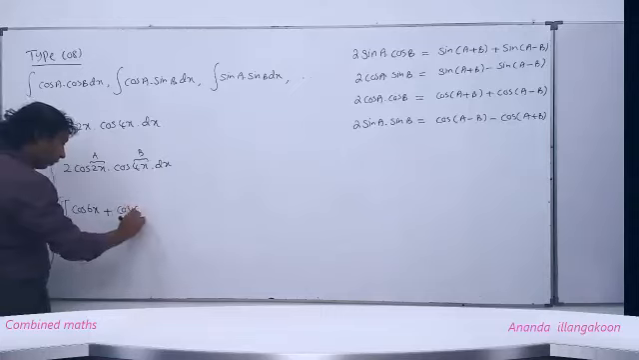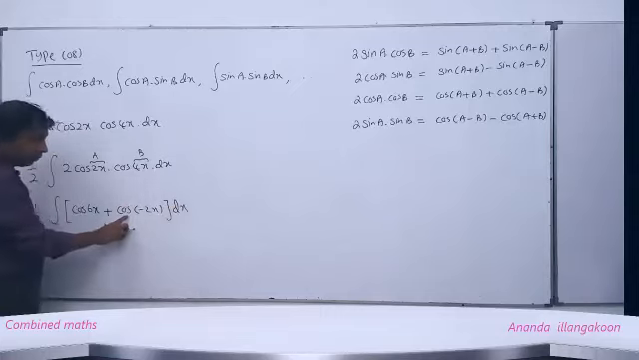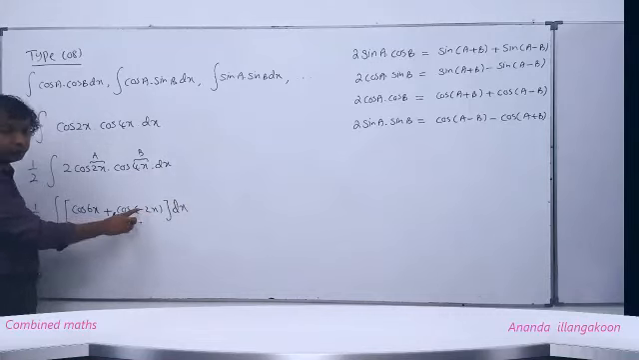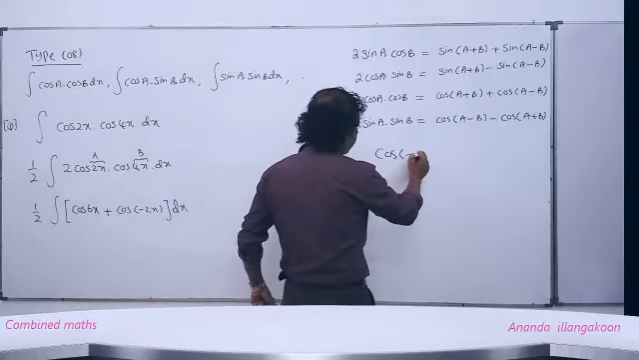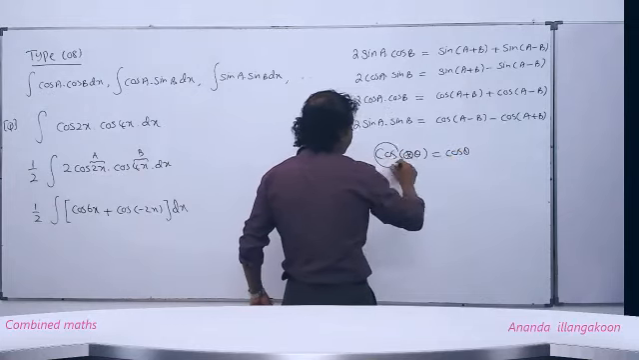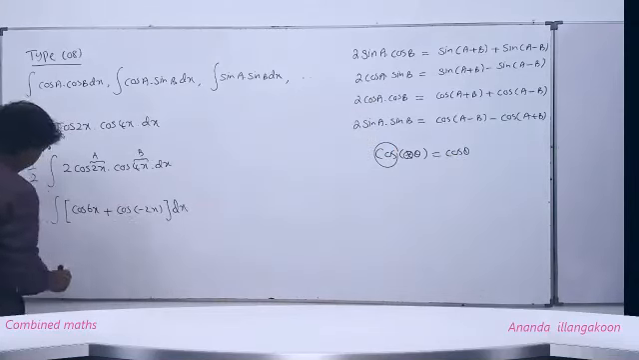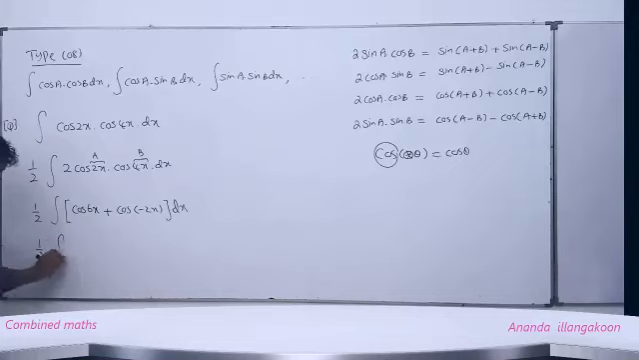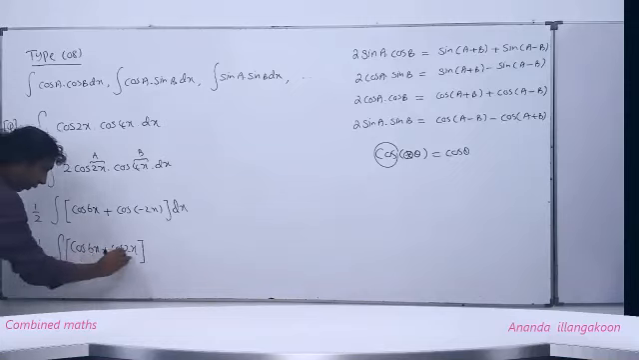Cos minus 2x. But you know, cos minus theta means without this minus sign you can write this. Cos minus 2x is equal to cos 2x. The reason for this is cos minus theta is equal to cos theta. Without this minus sign, in the case of cos, we can write it. So using that, I can write this as cos 6x plus cos 2x dx.